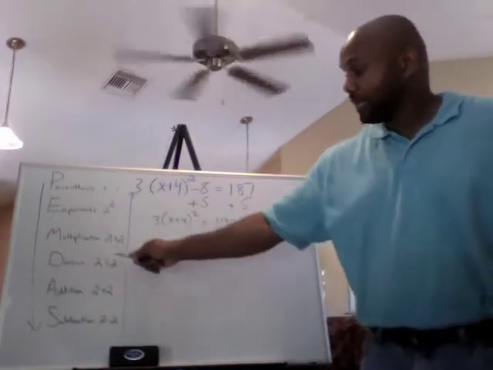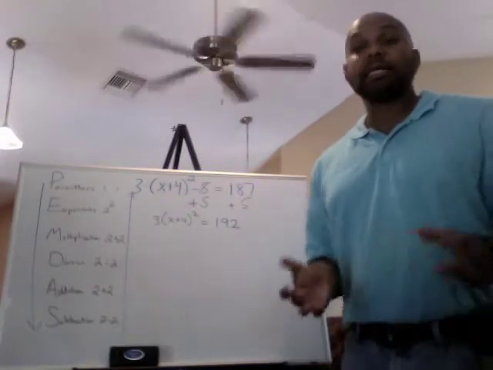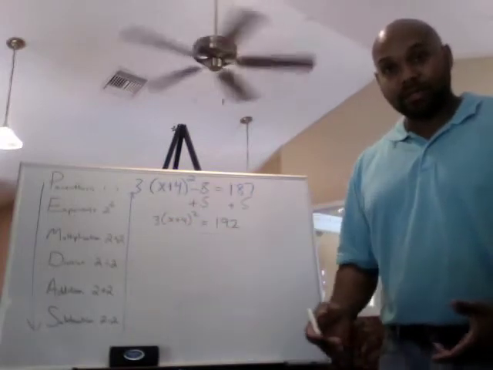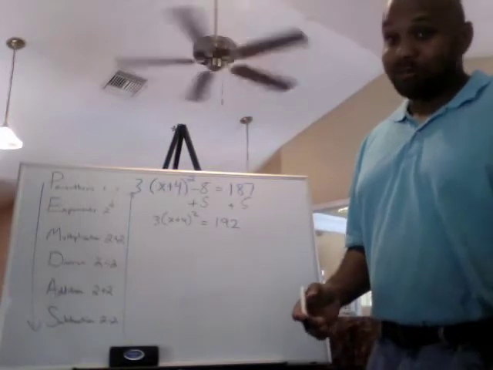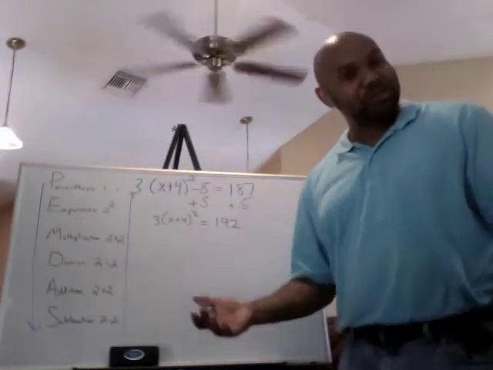Now we go to multiplication and division. Is anything multiplied to or divided into my variable? Well, we see the 3 on the outside of the parentheses. Therefore, we're going to divide by 3 on both sides. Whatever you do to one side, you do to the other. That's the rule.